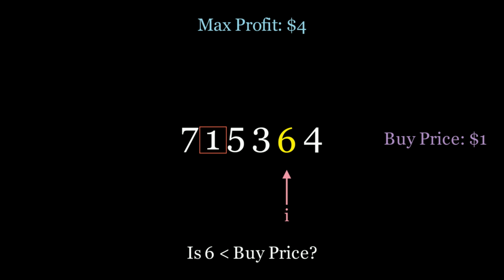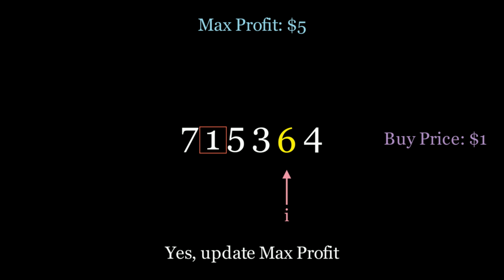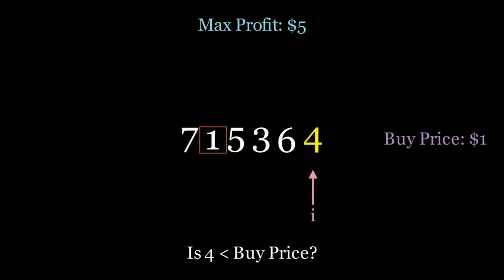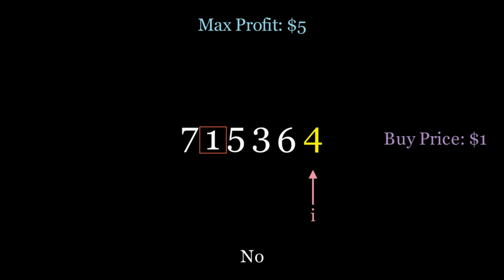Is 6 less than my buy price? No, it isn't. So we can make a $5 profit. Is $5 more than my maximum profit? It is. So in this case, I'm going to update the maximum profit to $5. Now I move on to element 4. 4 is not less than the buy price, so we could make a profit of $3. However, $3 is not greater than $5, and so we do not update the maximum profit.